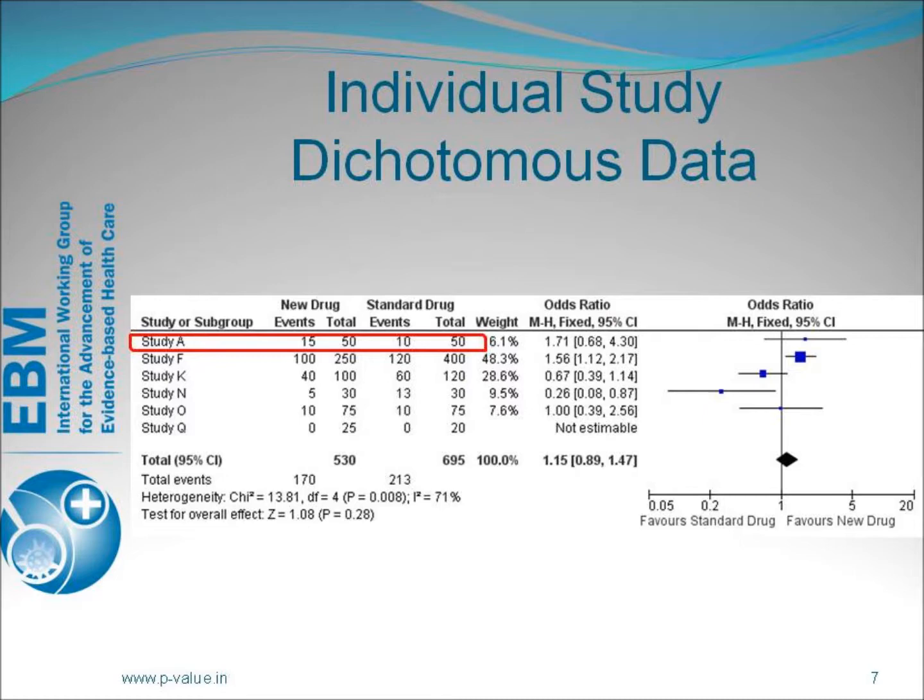Please note that studies that have zero events in both arms are excluded from meta-analysis. This is the data that is extracted from the study and fed into RevMan, the software used for Cochrane reviews and meta-analysis.